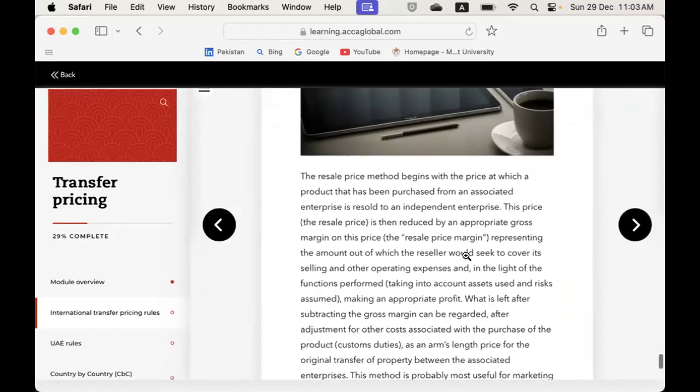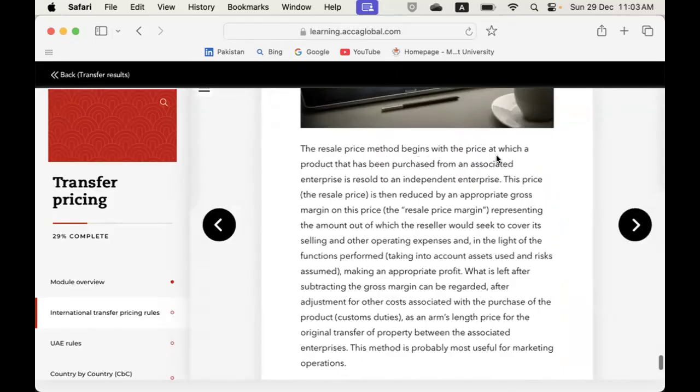Resale price method. The resale price method begins with the price at which a product that has been purchased from an associated enterprise is resold to an independent enterprise. So reselling to an independent, this price, the resale price, is then reduced by an appropriate gross margin on the price, the resale price margin. So you buy something and then you sell it to another, it's a trading business, a very good example of trading business. Some company in UAE is purchasing goods from China and then selling it in the open market, right? The interesting part is that the Chinese company is an associated enterprise, right? And what happens is that the company in UAE, which is the trader, they are selling it to independent third parties as well. So what will happen?